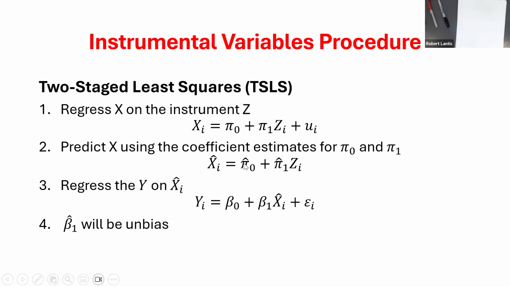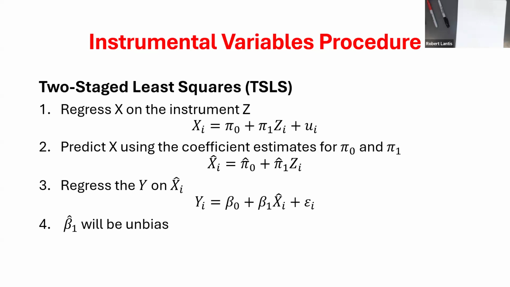Once I run that regression, I will use the coefficient estimates I come up with to predict different values for X. So I have the actual X values, and I'm going to use that first stage regression to come up with the predicted X values. Then in my regression where I was really interested in the impact of X on Y, instead of using the actual X values, I'll use the predicted X values that came from the predictions using my instrument.